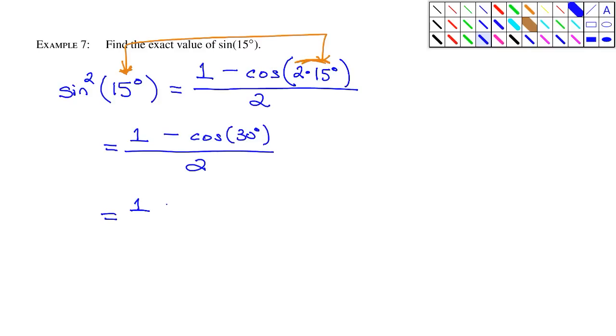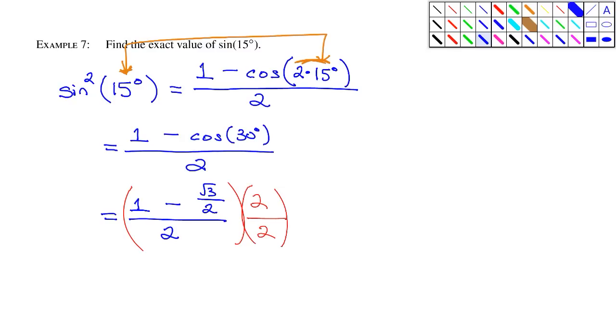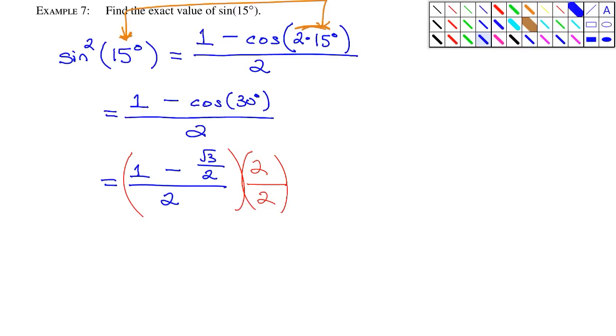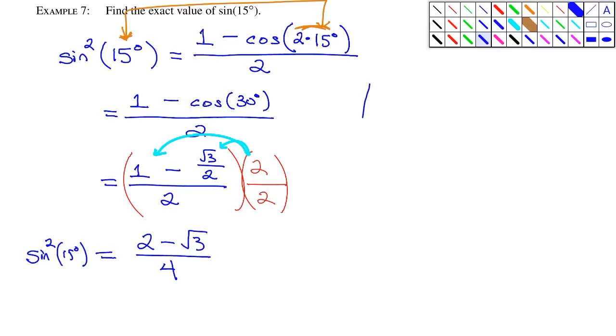Cosine of 30 is root 3 over 2, all over 2. Let's clear out denominators by multiplying by 2 over 2. The 2 distributes. That's going to give me 2 minus root 3 over 4. But that's not quite the answer, because remember that that is sine squared of 15 degrees. So we do need to take a square root.